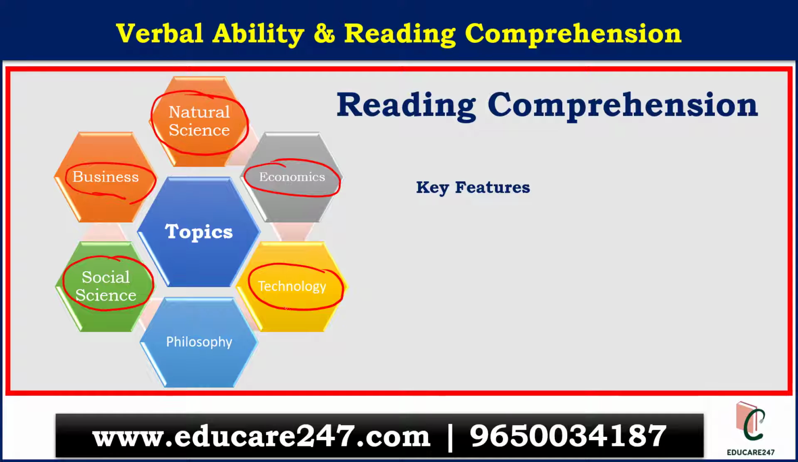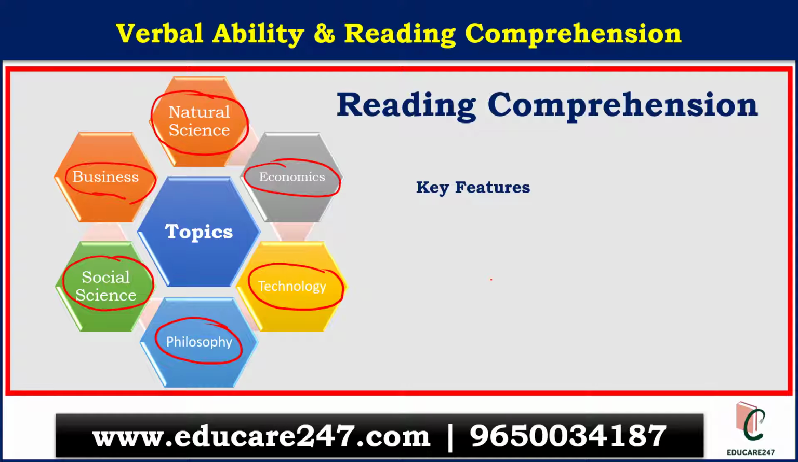Next is technology. CAT loves talking about technology, certain discoveries, or certain instruments. Next favorite part is philosophy, where the author's context would be based on philosophy. These kinds of passages are generally difficult to comprehend also. And business and economics has also been seen. So these are the 6 favorite topics.